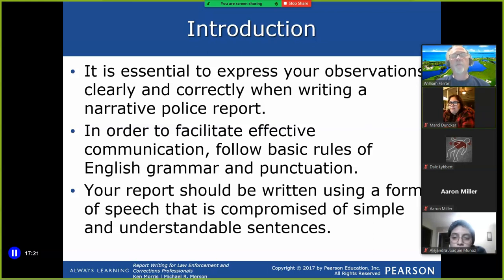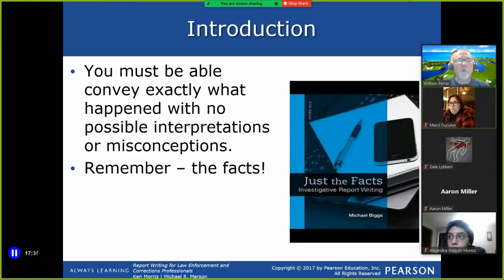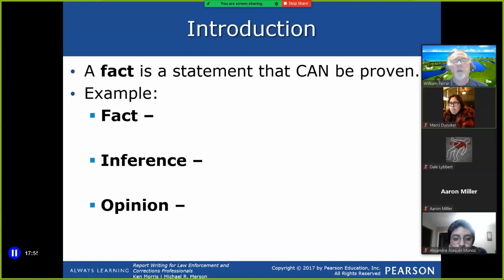Part of this report, it's really essential that you can express what you see clearly and correctly, in your narrative report, and you're writing a supplemental, and that's a narrative, right? So keep it simple, but keep it factual. Because again, you have to be able to convey exactly what happened with no misconceptions, misinterpretations, etc. And a lot of times when we write, we're not concise or precise enough, and therefore we tend to mix things up, and people get the wrong idea when we say something.